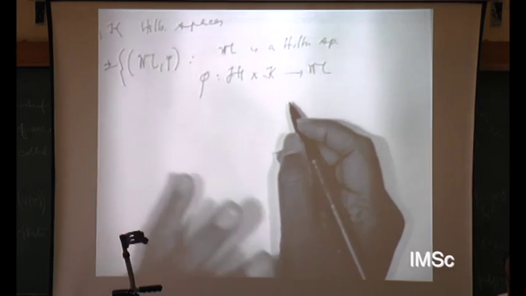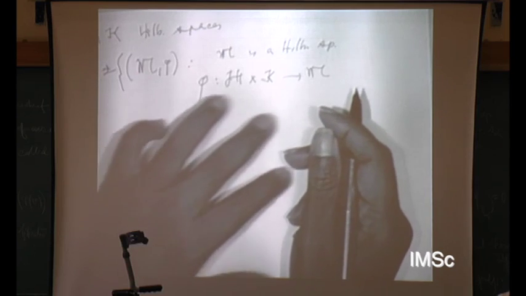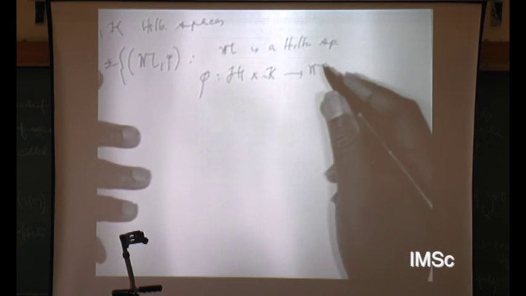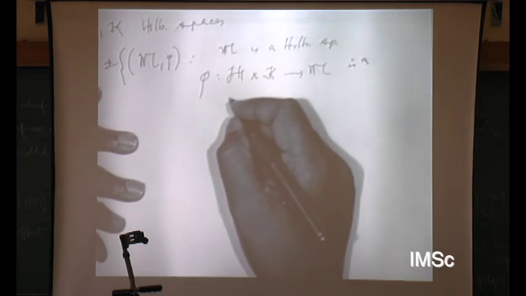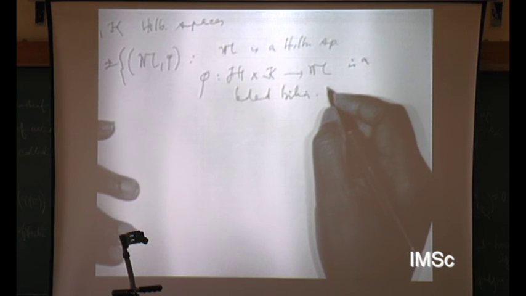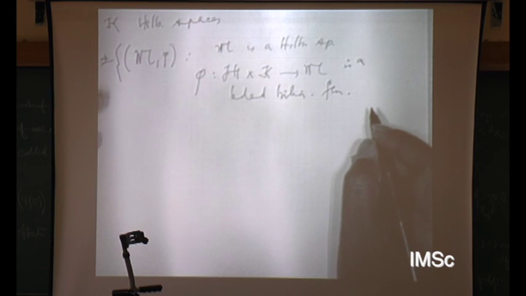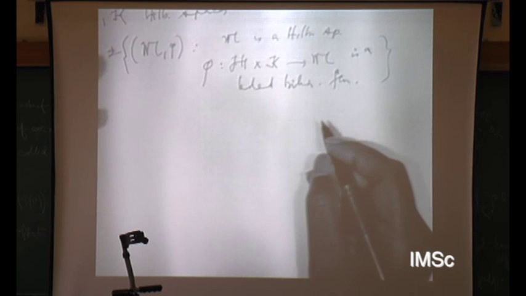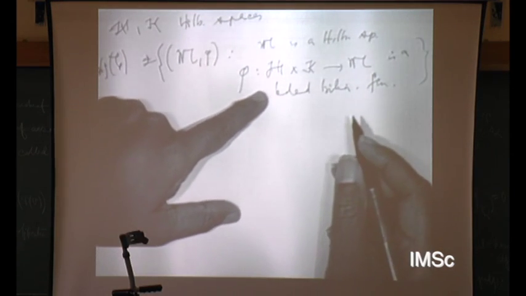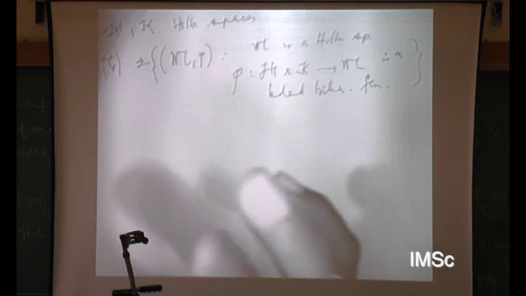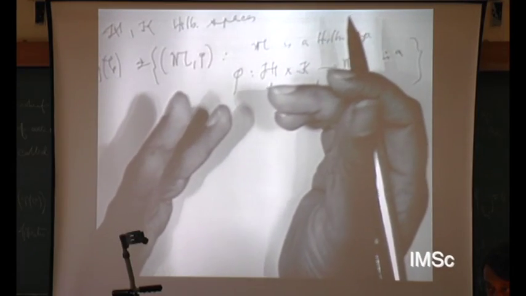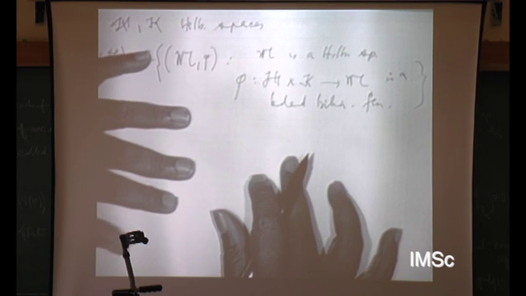Now H cross K is not a vector space or anything. H cross K has no a priori structure at all. So what one demands is that phi is a bounded bilinear function. And you know what that means? That means that phi is a function from H cross K to M. Bilinear means if you fix any one variable, it is linear as a function of the other variable. That makes sense. If you fix one variable, then it's a map between Hilbert spaces. So it is bilinear functions which are bounded.